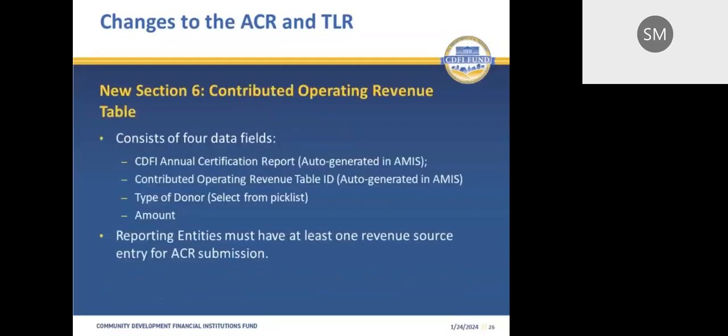The next new section is the contributing operating revenue table. This table has only 4 data fields to complete, depending on how many different types of donors a CDFI has for its contributing operating revenue. The objective is to gather important data on how CDFIs manage their operating revenues. This table, similar to the previous table, derives from the discontinued ILR and documents the sources of operating revenue. Reporting entities will be required to have at least one entry in the table before they can submit their ACR. This is another piece of information that the Fund is asked about and will now track for the industry.